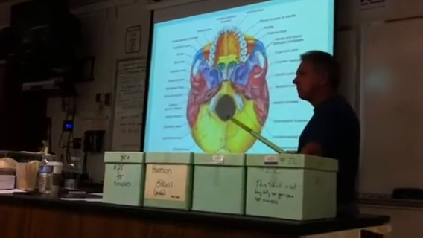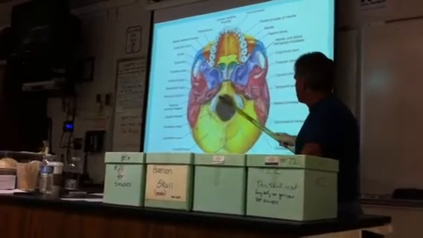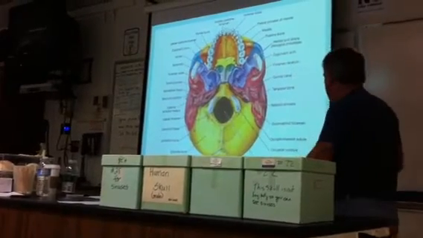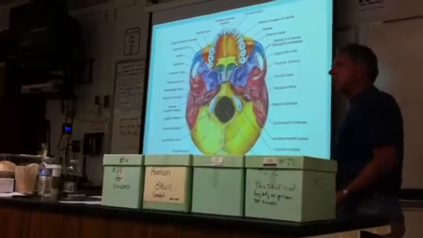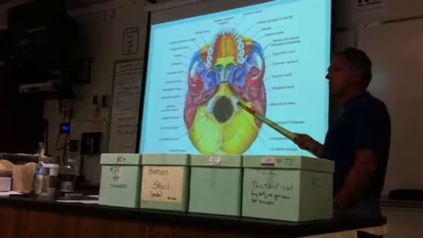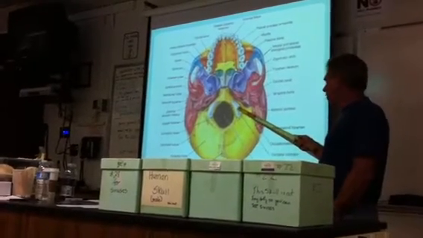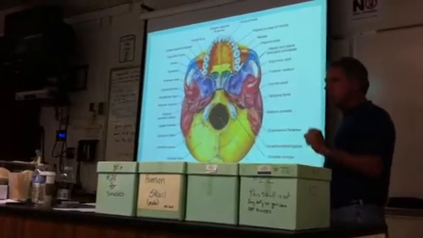Obviously, the foramen magnum. The little white structures on both sides of the foramen magnum are the occipital condyles. We'll talk about those tonight because the first cervical vertebra articulates right there. C1 articulates on the occipital condyles. Condyle means knuckle.